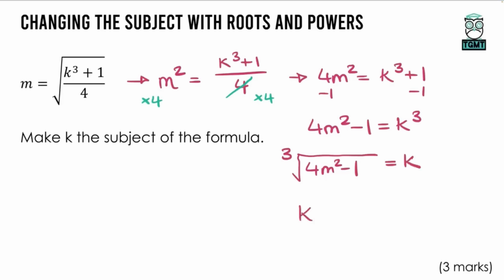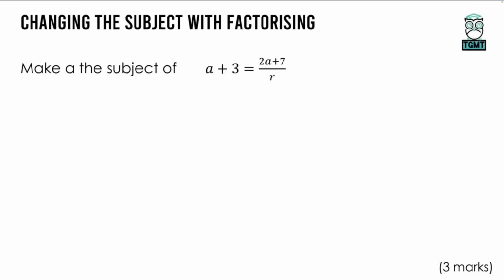You can write k is equal to, and it might say k equals on your dotted line, k equals the cube root of 4m squared minus 1. And on to some changing the subject with factorising.